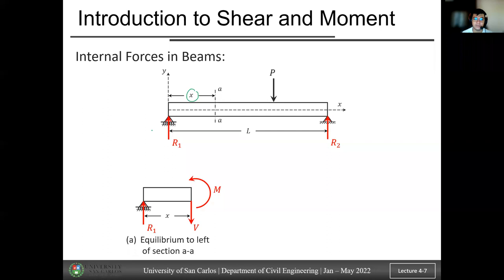For this cut version, shown below in A, you have a reaction R1, and the cut portion here is where you will find your internal shear and moment. As presented in figure A, this one is the moment, M, and the shear, V. This pertains to the longer method that we're going to discuss.